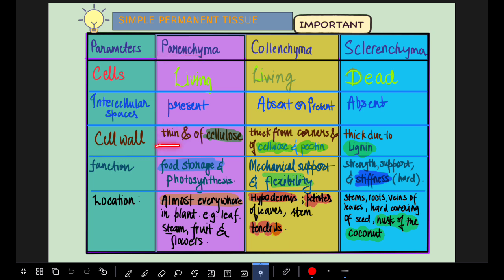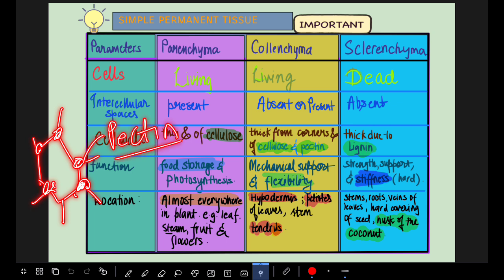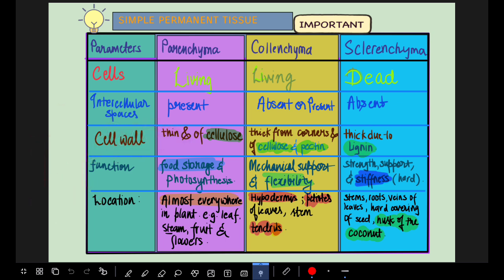The parenchyma cell wall is very thin and made up of cellulose, whereas the collenchyma cell wall is thick from the corners only. For example, if this is a cell, and this is a cell, the corners would be thick because of the deposition of pectin and hemicellulose, so it is made up of pectin and hemicellulose.